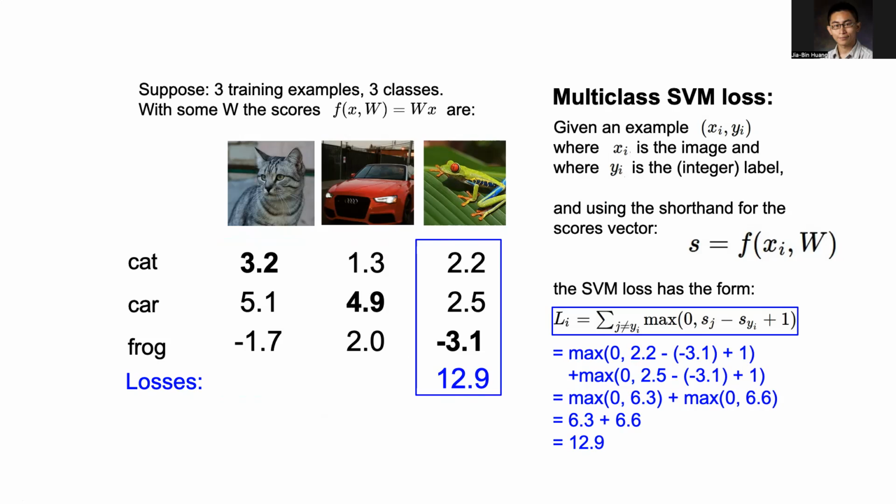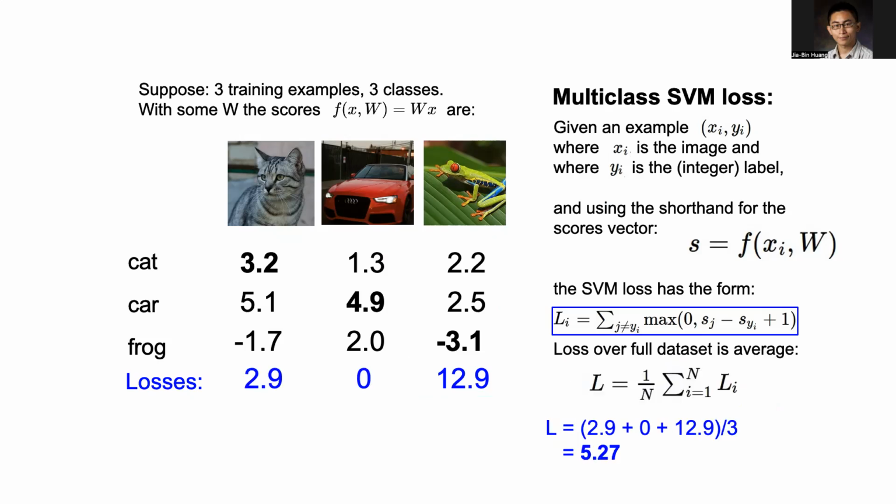And if we work with this one, you'll find that it's really bad because now the score for the correct class is only minus 3.1. And you need to pay a cost here, right? It's not correct for the cat class, it's not correct for the car class as well. So you need to pay a total of 12.9. Okay, so if you add it all together and then average, you get the cost of 5.27. So this tells you how unhappy you currently are with the current parameter W. Okay, does it make sense?